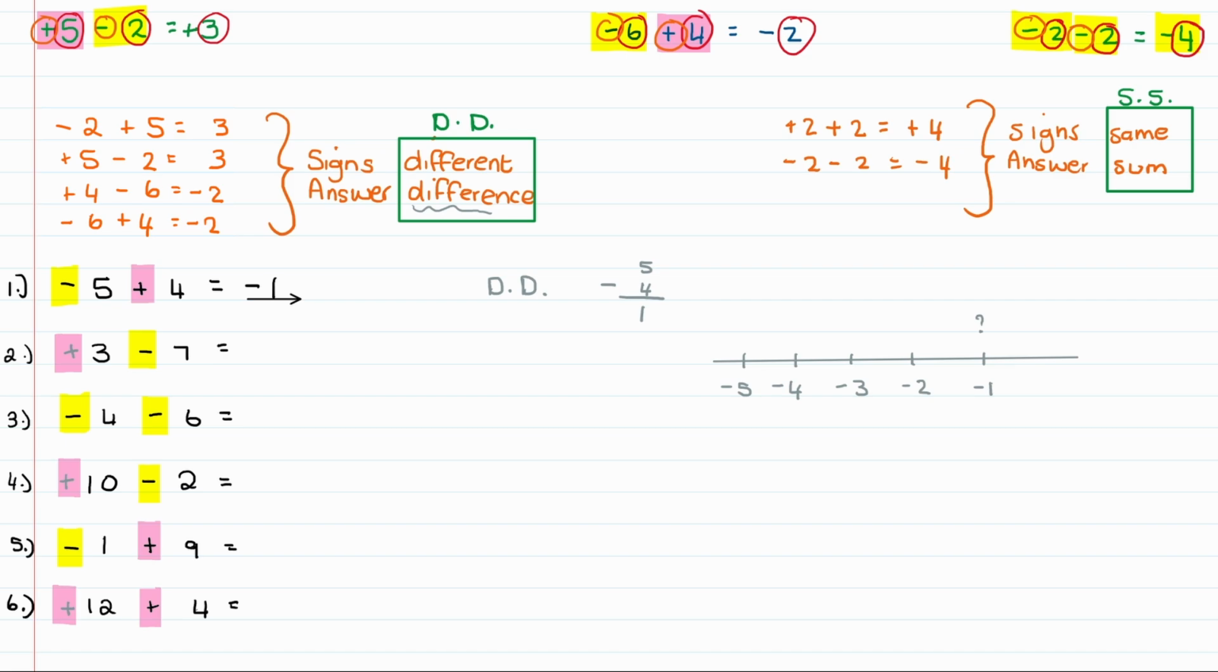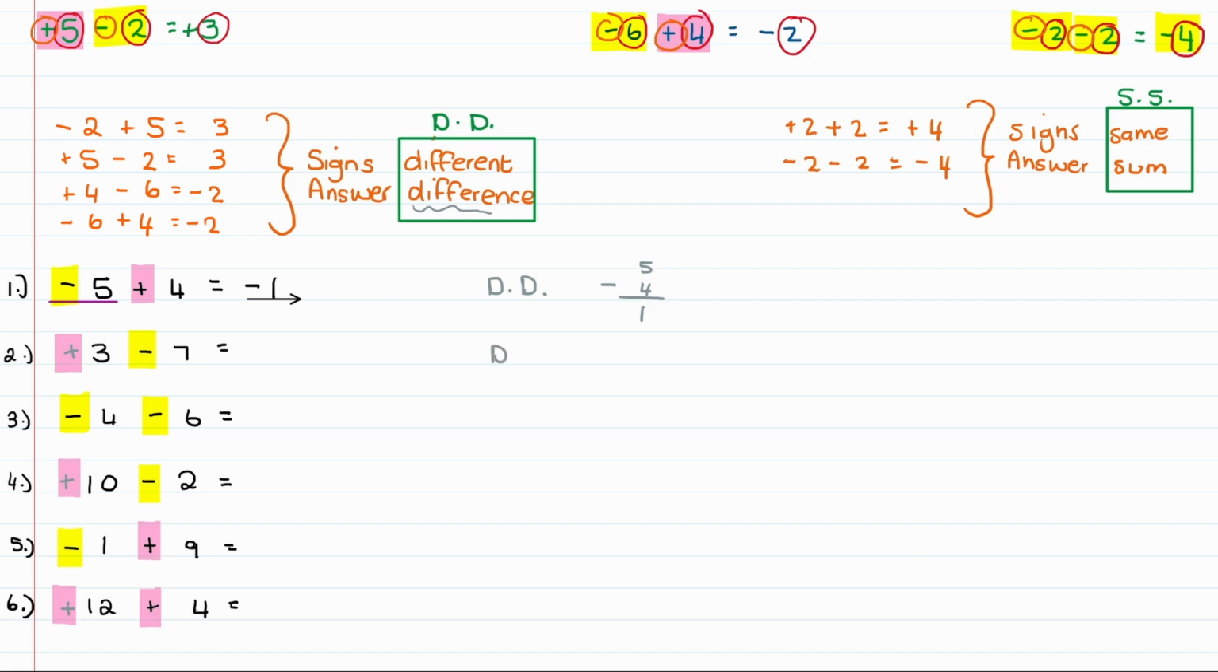So how do we know if our answers are going to be negative or positive? Well, we could think of it this way. -5 is further away from 0 than +4 is, so therefore our answer is negative. Okay, let's test this with number 2.